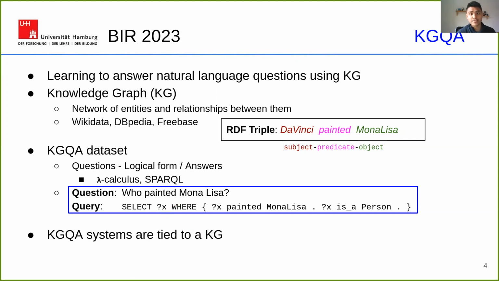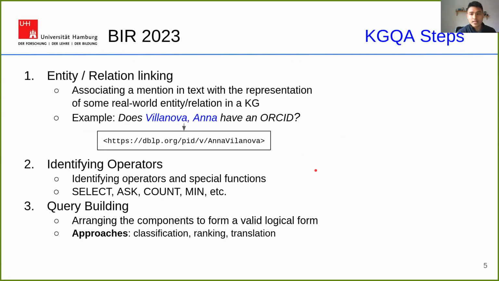One of the characteristics of KGQA is that it is dependent on the knowledge graph it was developed for. So a KGQA system developed for Wikipedia, for example, cannot be used for Wikidata. These are the steps followed in KGQA.